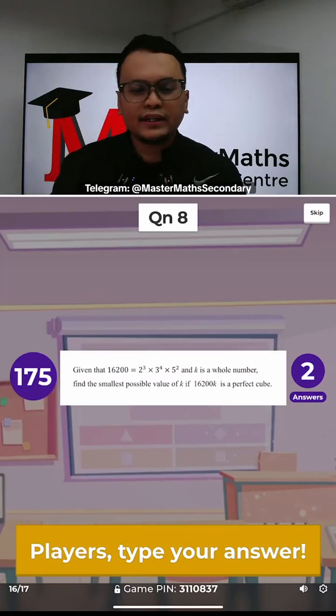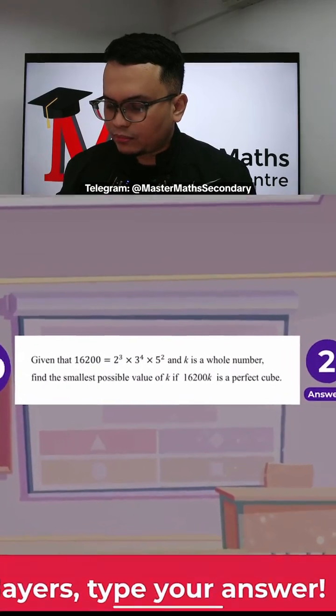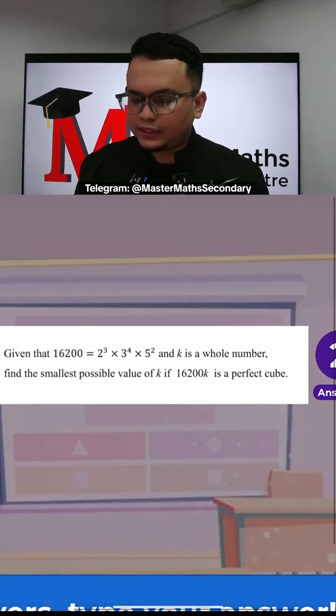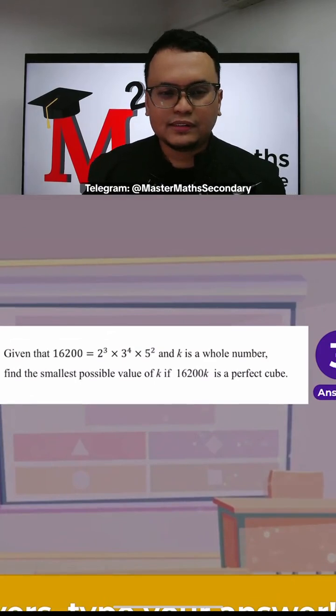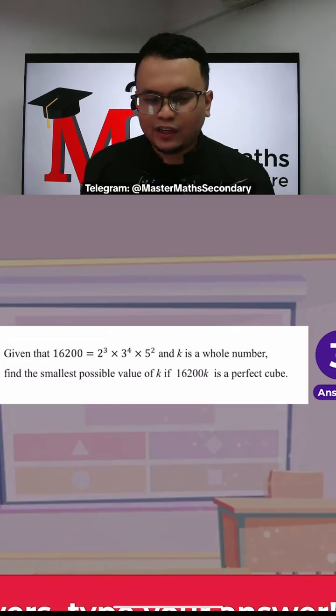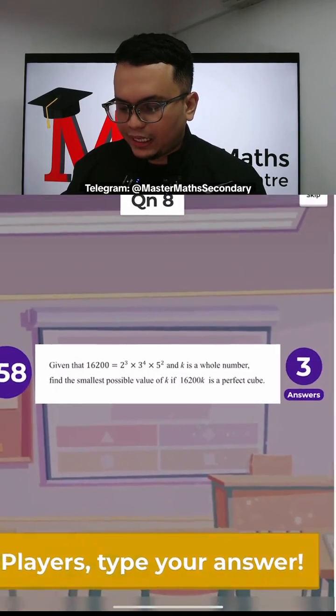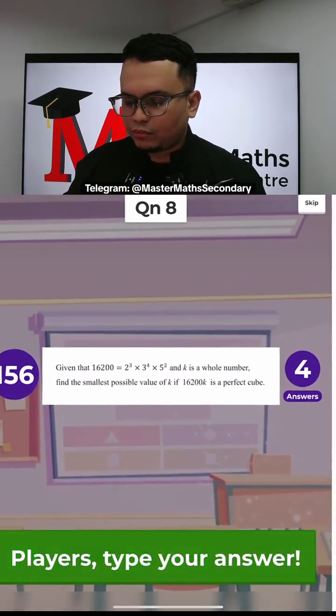Now we want 16,200 to be a perfect cube. Okay, so 16,200 is not a perfect cube. I think I mentioned to you why, just now in the second question. Now you want to adjust it by multiplying by k in order to make it a perfect cube.